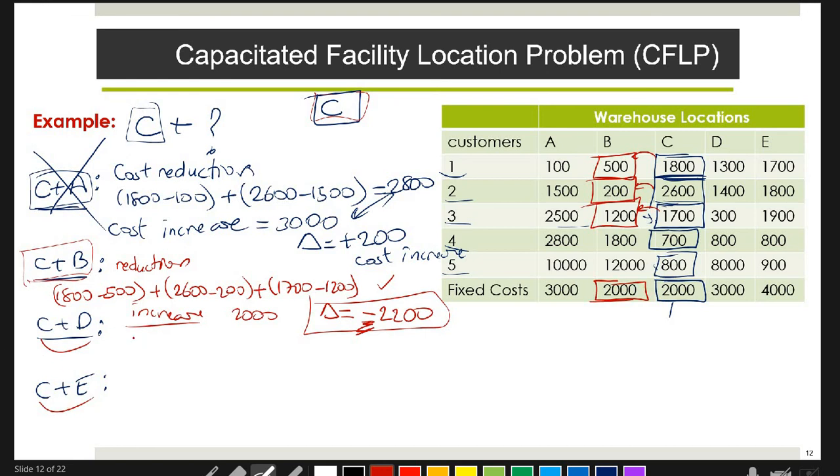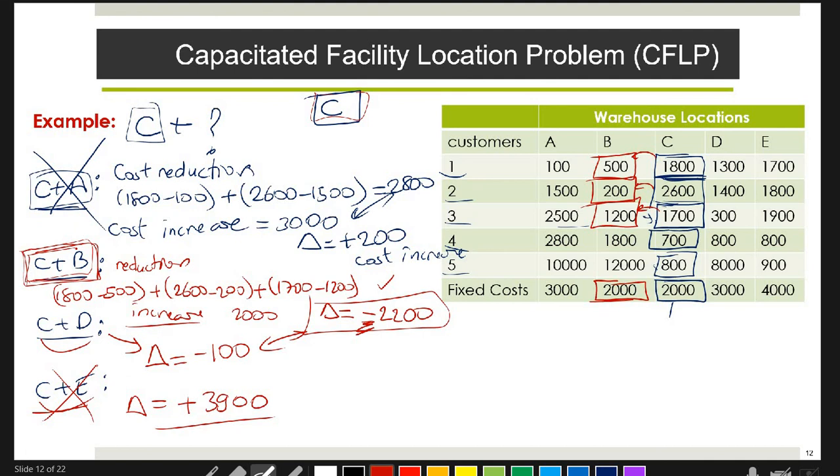Okay, so if you do this for C plus D, the same thing, you see that the change in the cost is negative 100. It is still negative, it is good, but when you compare this, it is not as good as C and B. And the third one, if you do, the change is positive 3900. And since it is positive, we don't want it. So from here, we see that C plus B, opening C and B, is better.